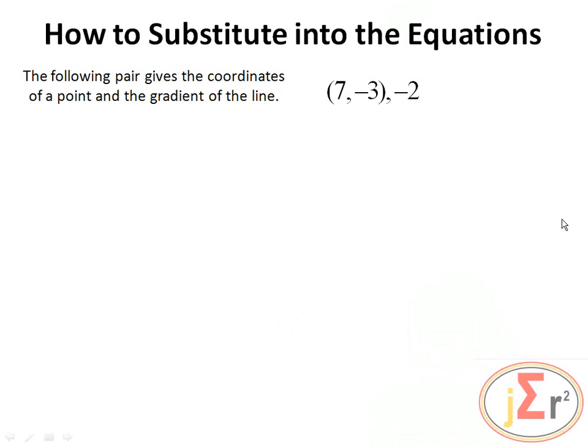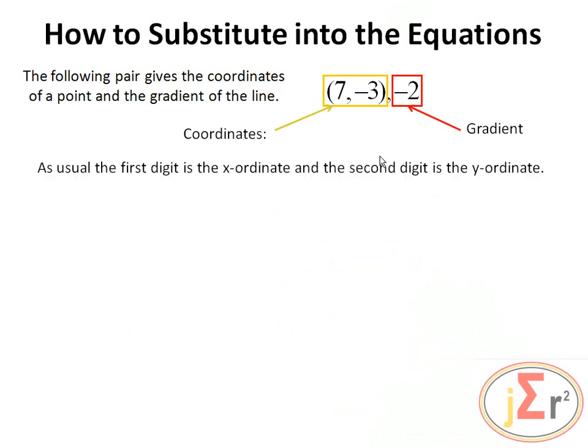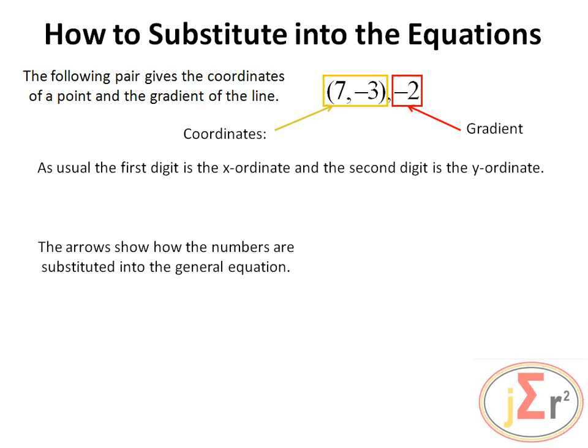So we are going to take a look at this one first. The point is (7, -3), and the gradient is -2. So we have the gradient and the coordinates. As usual, the first digit is the x ordinate and the second digit is the y ordinate. Never forget that.